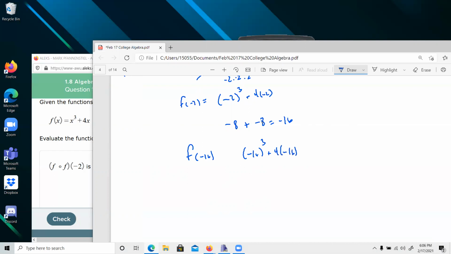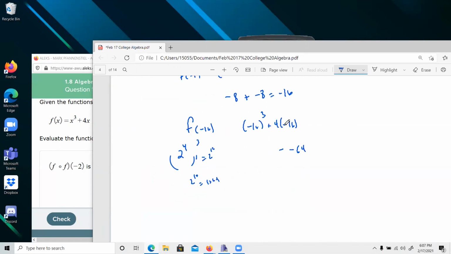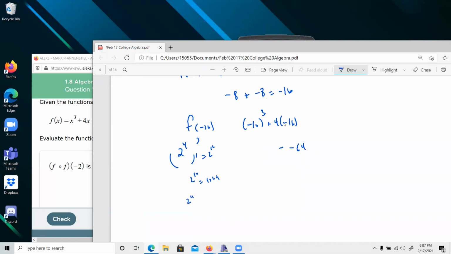All right, I'll do the hard one. You guys can do the easy one. What is 16? 16 is 2 to the 4th, raised to the 3, so what is it, 2 to the 12th? 2 to the 10th is 1024. 2 to the 11th is 2048. And 2 to the 12th is going to be 4096.